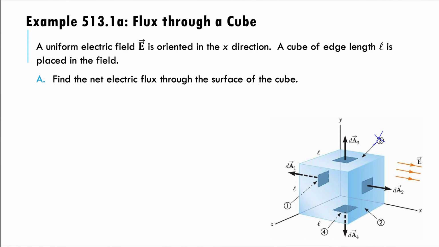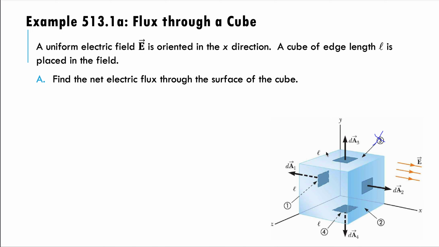In this video, we're going to go over an example from video 513, electric flux concept. For now, we're sticking to uniform electric fields and flat surfaces. In this example, we want to find the flux through a cube. We have a field directed in the x direction, and the cube has length L.